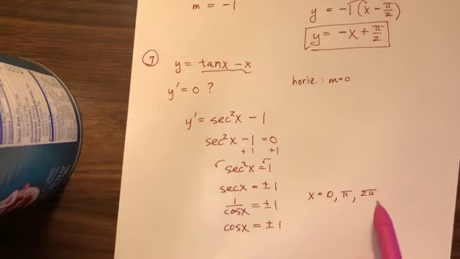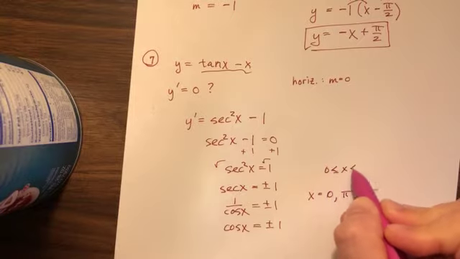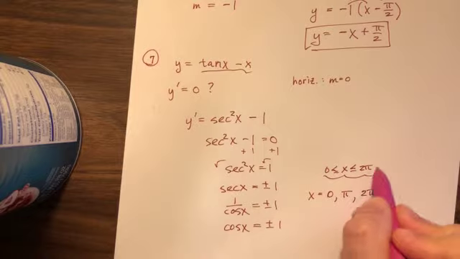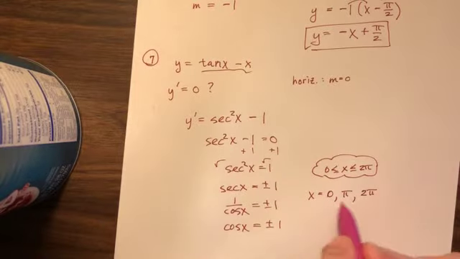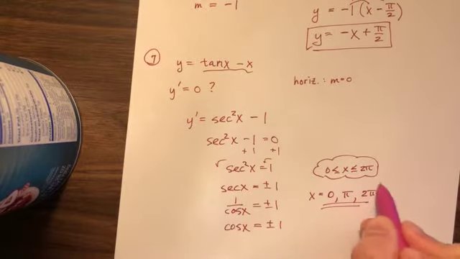And that's the thing they said at the beginning, is that x is in between 0 and 2 pi. That's what they gave you. This is what I found with the equation. So 0, pi, and 2 pi are all numbers where you have a horizontal tangent. And that is the answer.